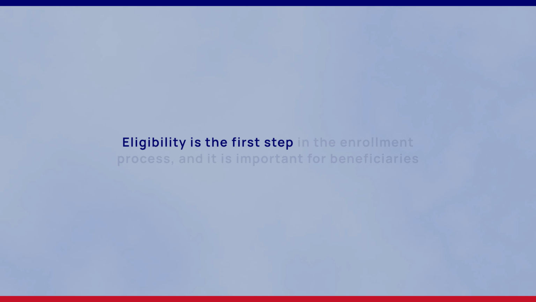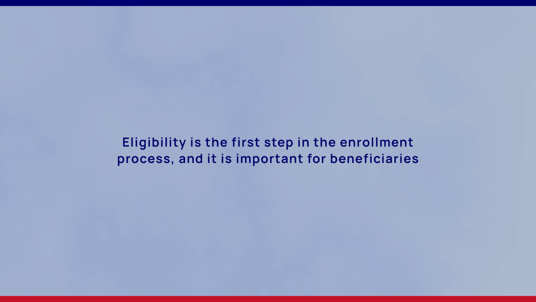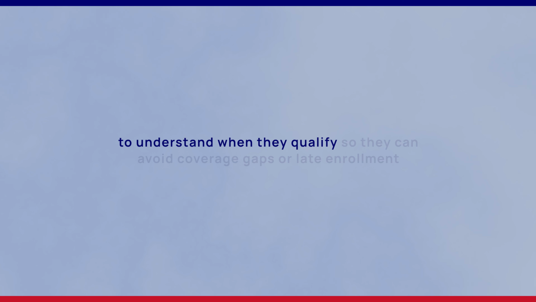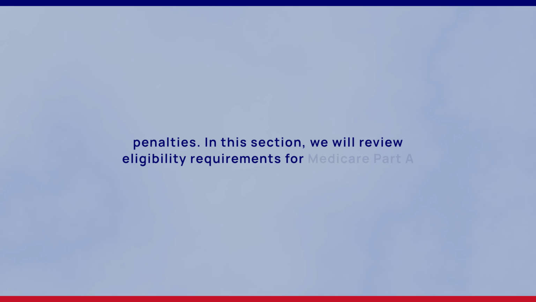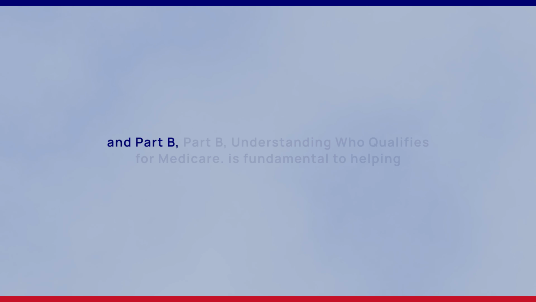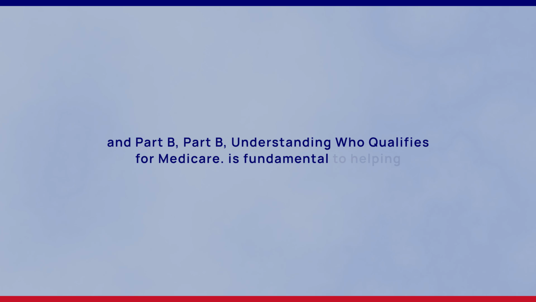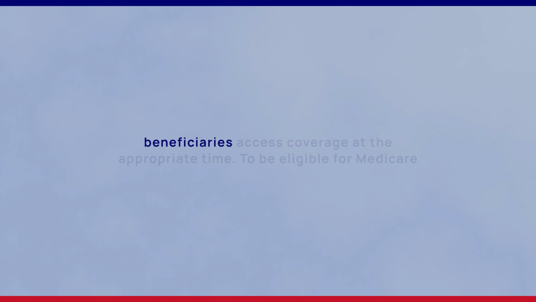Eligibility is the first step in the enrollment process, and it is important for beneficiaries to understand when they qualify so they can avoid coverage gaps or late enrollment penalties. In this section, we will review eligibility requirements for Medicare Part A and Part B. Understanding who qualifies for Medicare is fundamental to helping beneficiaries access coverage at the appropriate time.